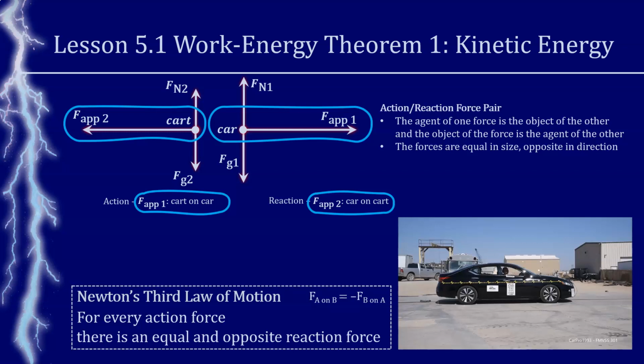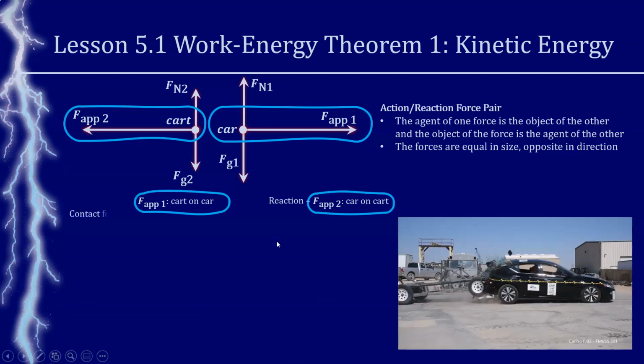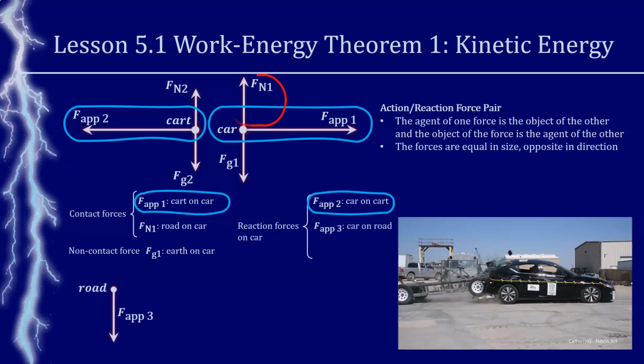Well, then what are the reaction forces to the other action forces that are acting on the car, the gravitational force and the normal force? I can identify those, and it starts by listing out the contact forces and non-contact forces acting on the car, and then I'm going to consider what the reaction forces are for each of the forces. So when I consider the object and agent for the road on the car, the agent is the road, the object is the car. For there to be a reaction force, there needs to be one that switches the object and the agent, the force of the car on the road.